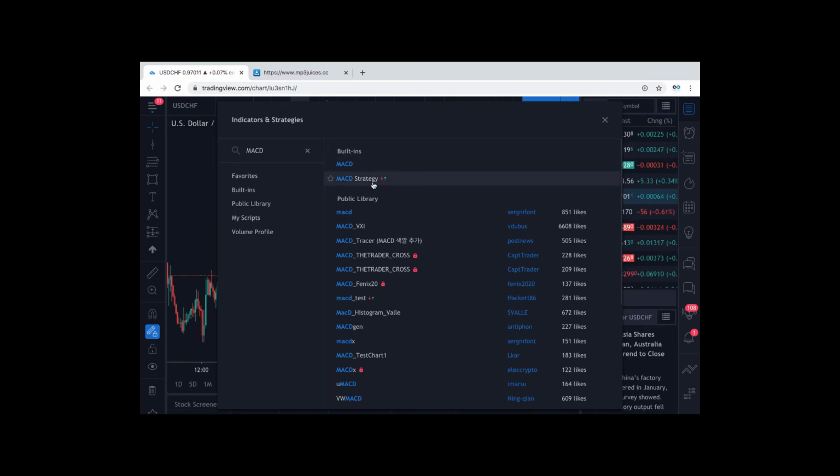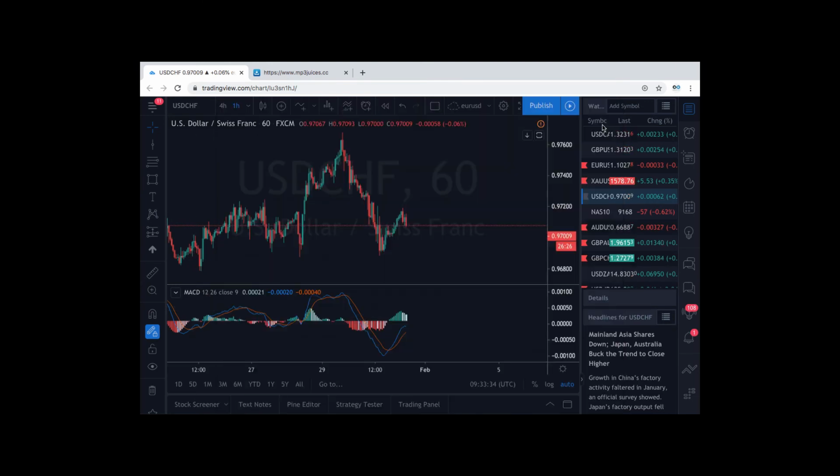You'll notice that there's the MACD strategy, then there's all these other MACD indicators. These are other indicators produced by other companies, other people. We're just going to be looking for the basic one, so we just click that. And then you'll notice that it comes out right here. So what we can now do is exit this, and now you notice that the MACD indicator is now here.